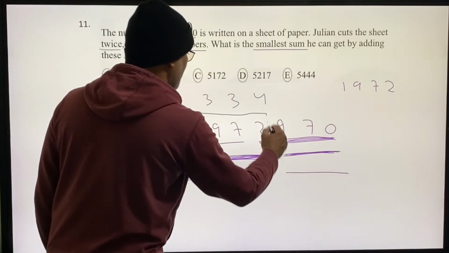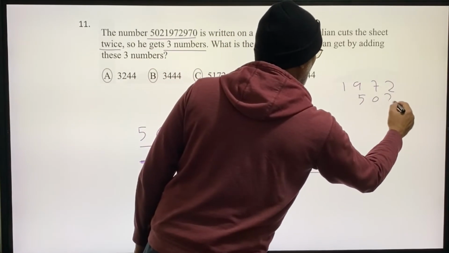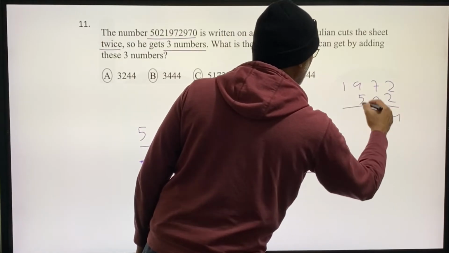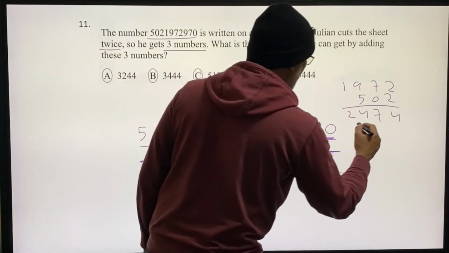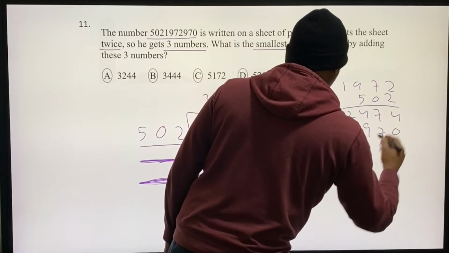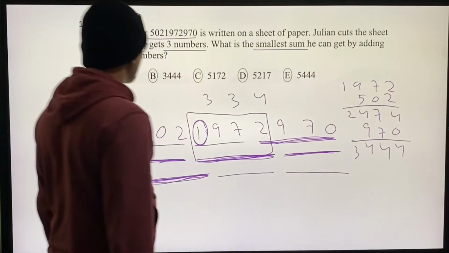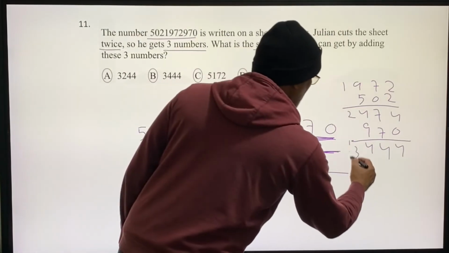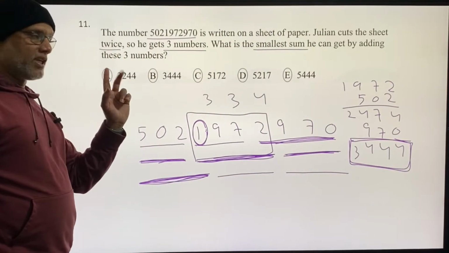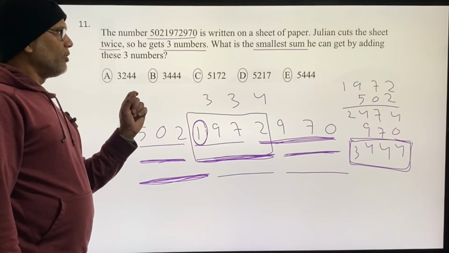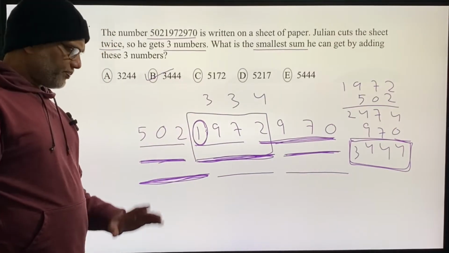This should be my 4-digit number, right? And then 502, so this is going to be 4, 7, 4, 2, and then this is the other 3-digit number, 970, this will be 4, 4, 4, 3, right? Now, this is the sum of the 3 numbers such that I get the smallest sum. Then B is the correct choice.